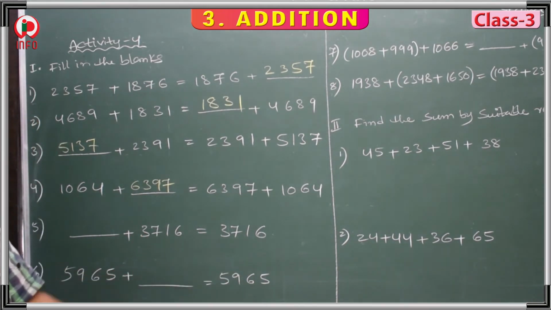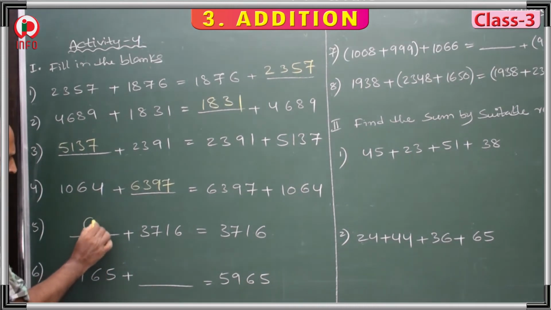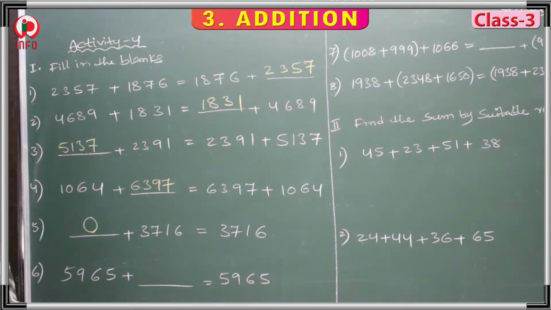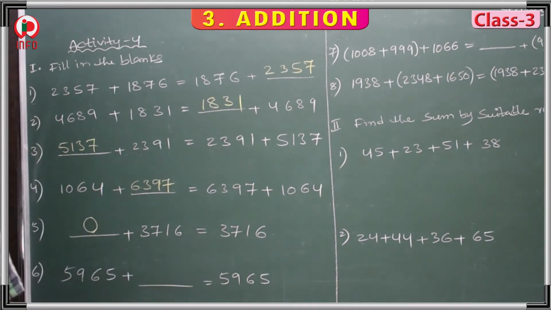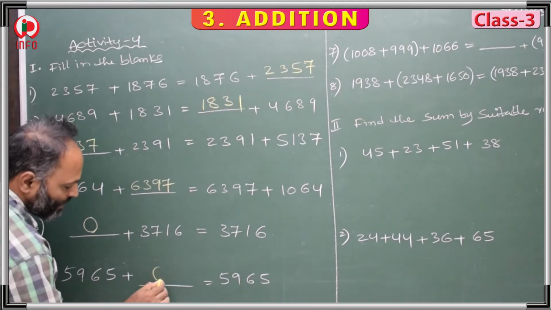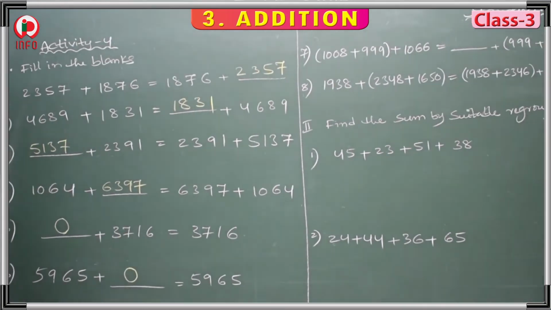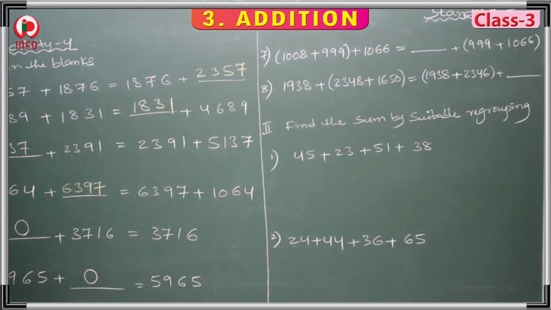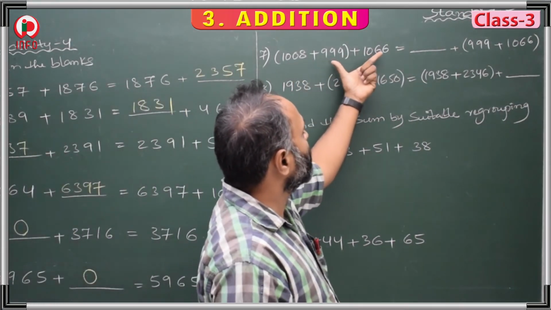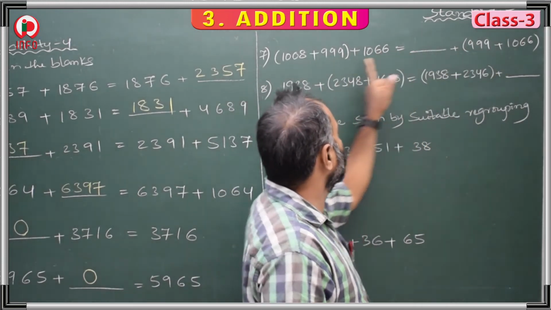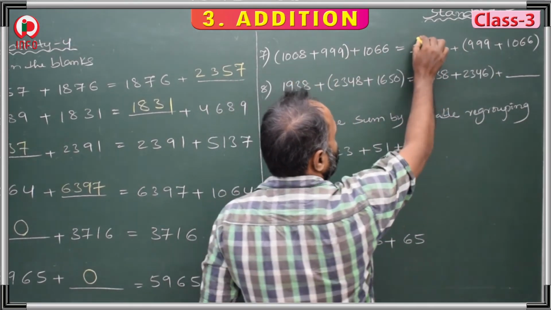When will we get the same answer? If 0 is added, then only we get the same answer. So we have to think and write here. 5965, answer also 5965. When will we get the same answer? If we add 0 to this, then we get the same answer here. So these two make a group, and this one is missing, the first one, that we have to write here.